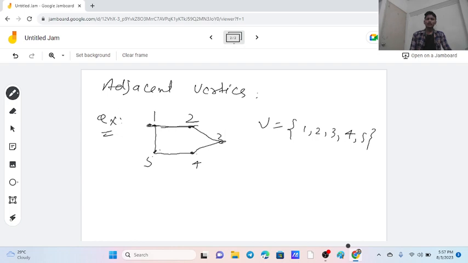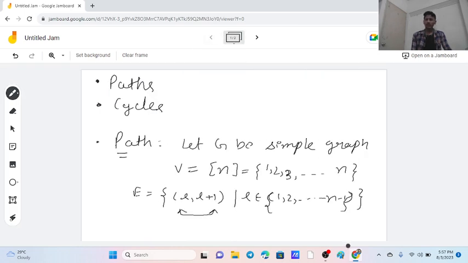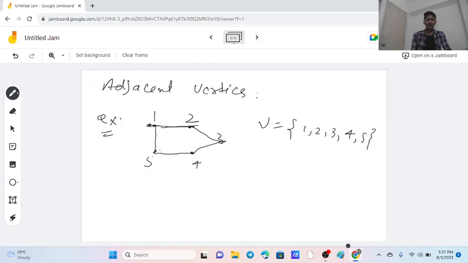Okay, so now let's move on to path. What is a path? Here we are saying that two vertices are adjacent if and only if they are consecutive in the sequence. So let's name the vertices 1, 2, 3, 4, 5. Now we connect these to each other, and this is called a path. This is an example of a path.